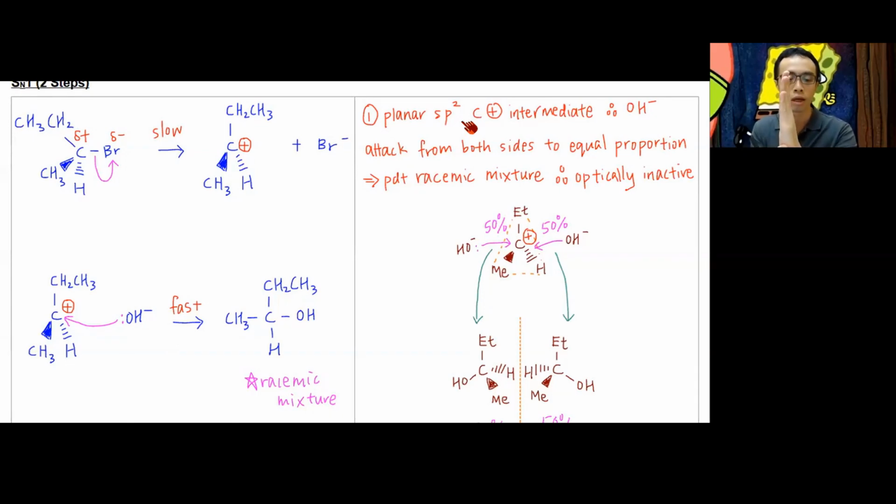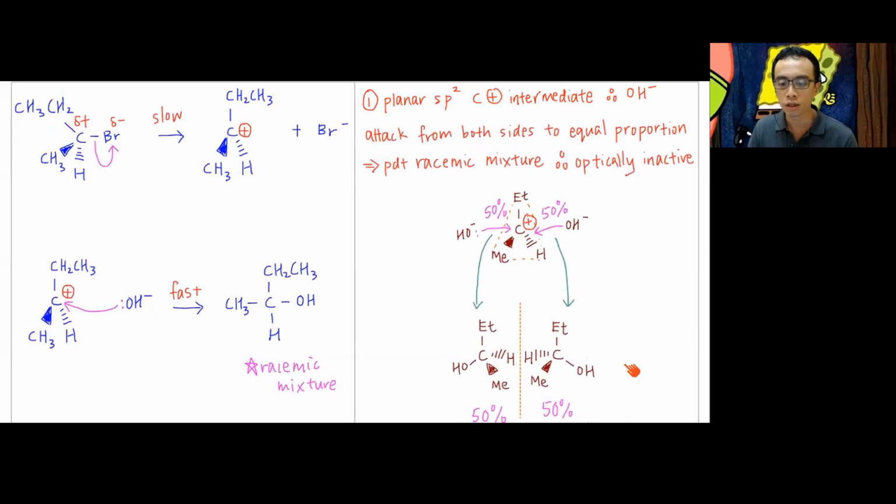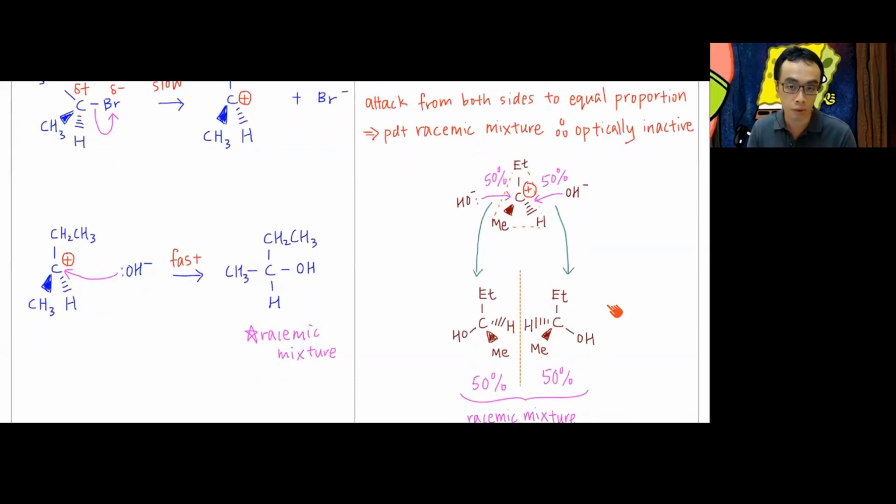So therefore, it can be attacked by the nucleophile from the left-hand side 50% of the time, and from the right-hand side also 50% of the time. The idea is very simple: because this guy is flat, both sides are equally exposed, so the incoming group can attack from both sides in equal proportion. The consequence is I'll end up with a racemic mixture. My suggestion is to try to draw this one time to convince yourself that if the OH minus comes in from the left, this is the product that I'll get. If it comes in from the right-hand side, this is the product that I'll get. And if the probability of this happening is 50-50, then the product that I'll get is also 50%, 50%.